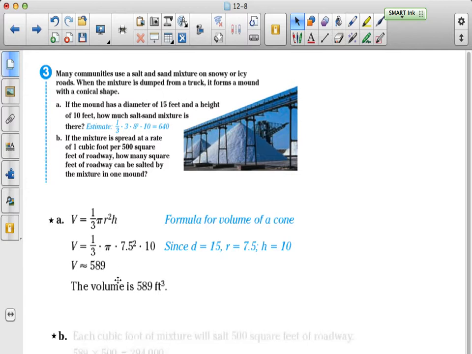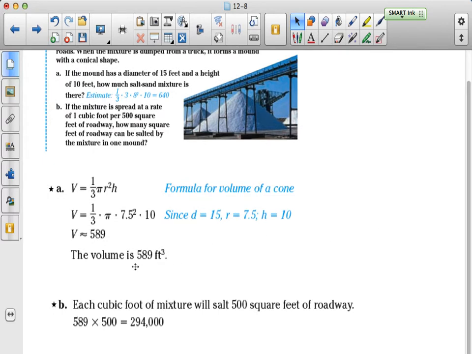After finding the volume, all we need to do at that point is get 589 and multiply it by 500 square feet of roadway. You get 294,000. So 294,000 square feet of roadway can be salted by the mixture in the mound. So if the volume of that cone is 589 cubic feet, then you can salt 294,000 square feet of road.